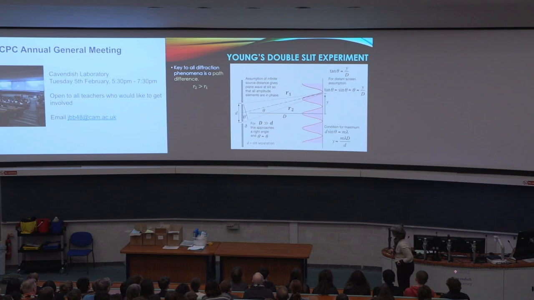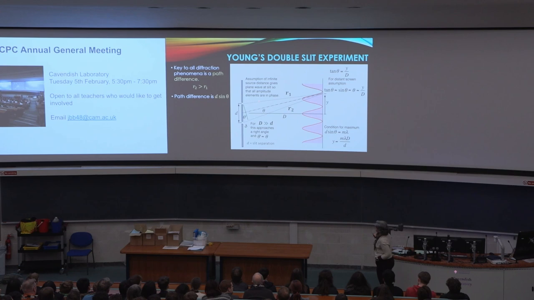Right. Okay. So if there is a path difference, if you remember, imagine drawing those wiggly lines on the top here, what that means is that they may or may not add or cancel depending on the path difference between them.